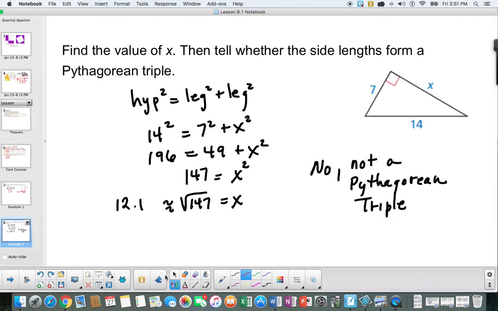Now here's another problem: 7, x, 14. I've put the formula up and substituted all the values, squared, got 147, took the square root, and notice this is not an integer. So I found x, that's what it had to do, find x, I did. But no, it's not a Pythagorean triple, because they are not all integers.